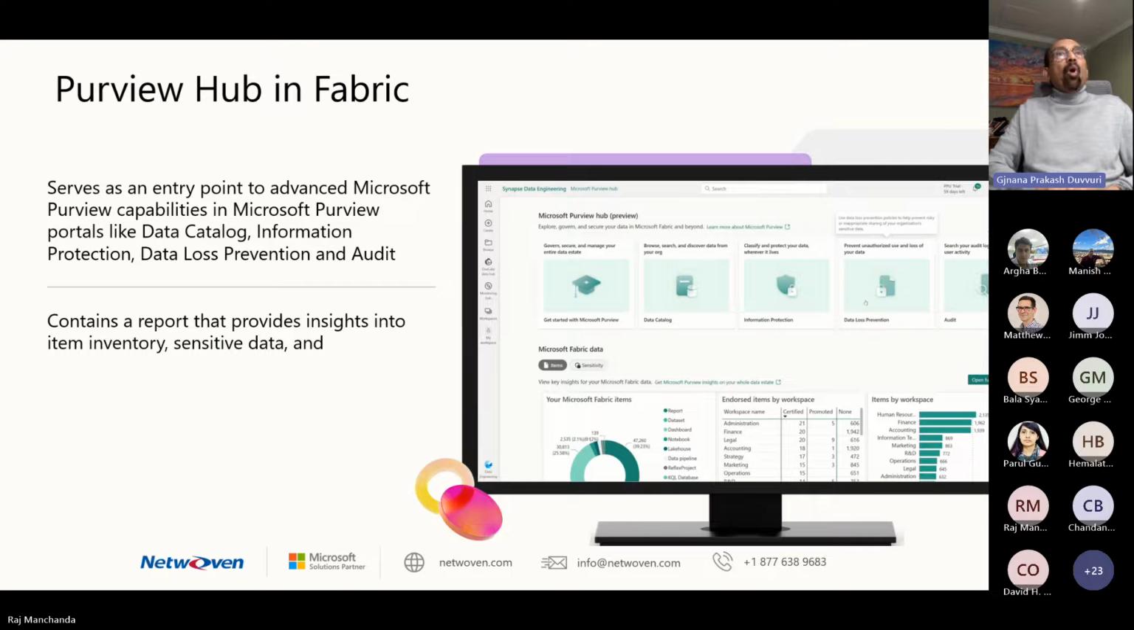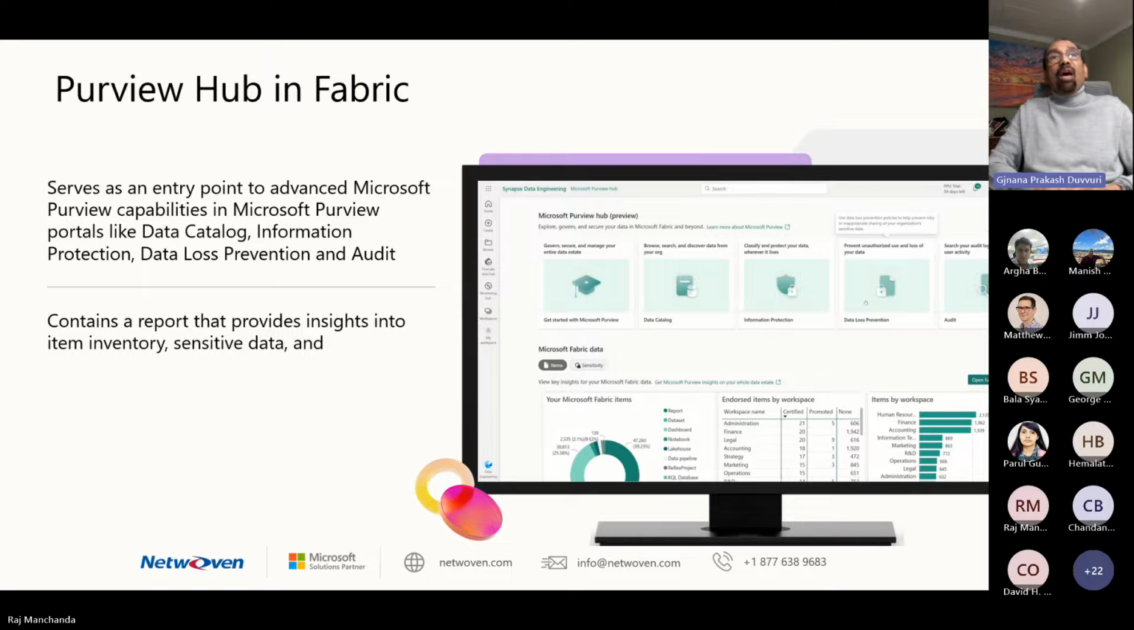Okay, Purview Hub in the data fabric. So this is the way it looks in the Purview Hub. Once you have an admin capacity, you can look into the Purview Hub: how many data domains there are, how many workspaces there are, which workspaces are certified and which are not, and what the metadata is and all.